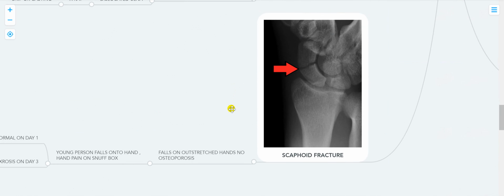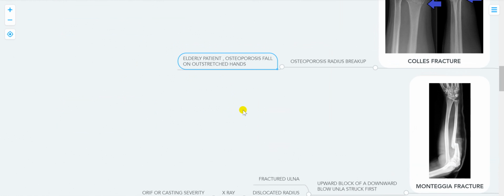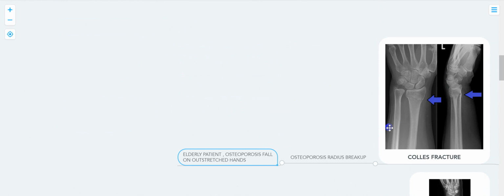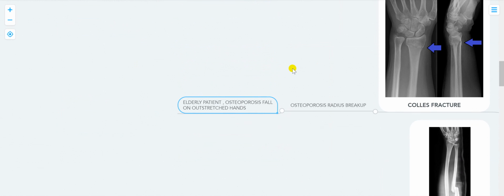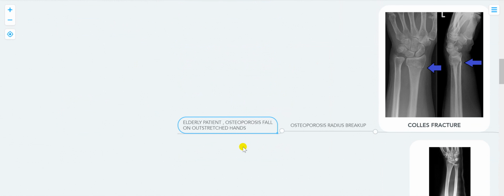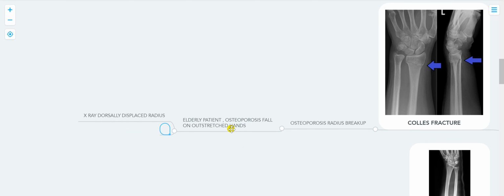Scaphoid fracture, falling onto the hand, is similar. Okay, Colles fracture is a fracture of the radius, while scaphoid fracture is actually in the scaphoid bone. So how do you diagnose scaphoid fracture? Usually you do X-ray, you find dorsally displaced radius, and you treat it with cast.